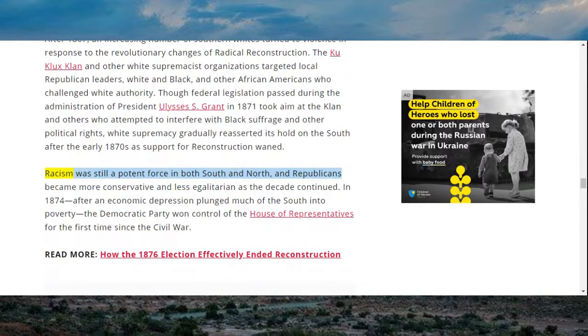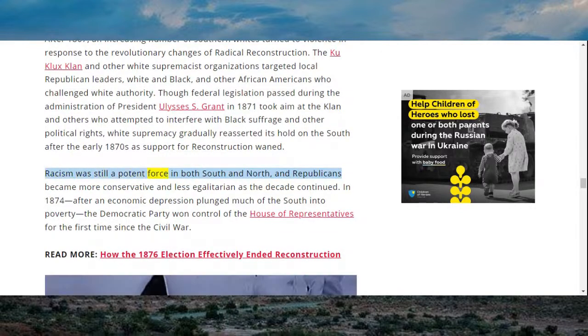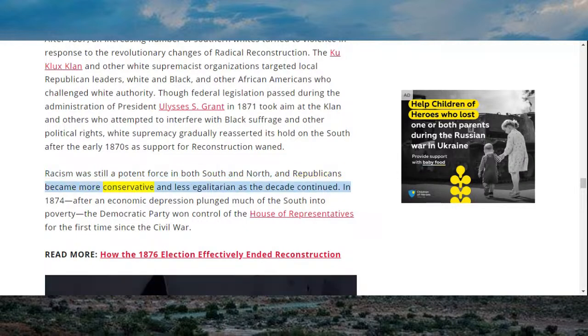Racism was still a potent force in both South and North, and Republicans became more conservative and less egalitarian as the decade continued. In 1874, after an economic depression plunged much of the South into poverty, the Democratic Party won control of the House of Representatives for the first time since the Civil War.